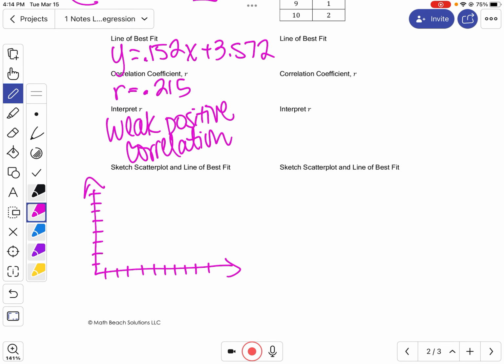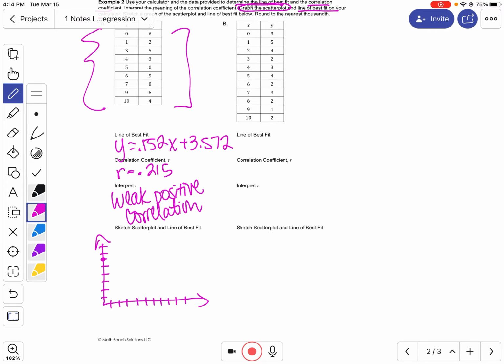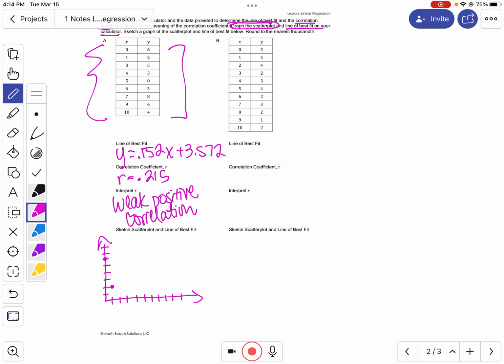So 0, 6. And then 1, 2. 3, 5. 4, 3. That point was a little off. 5, 0. 6, 5. 7, 8. 9, 6. And 10, 4.